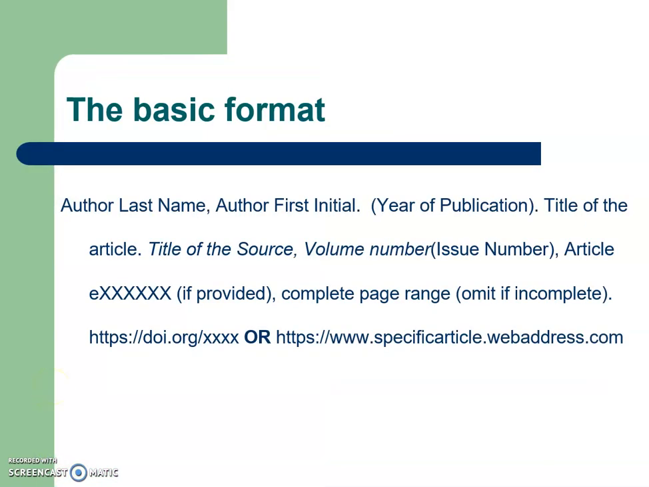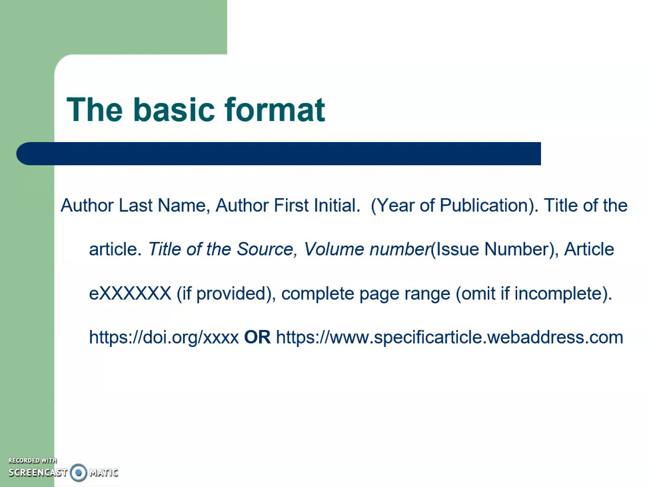Well, there's a basic format, and you can see that this deals with an article that has only a single author. Obviously, many journal articles have multiple authors, in which case usually there are commas and an and symbol or an ampersand at the end before the last author. If there are more than 20 authors, there are some special rules to that, but that's very uncommon.